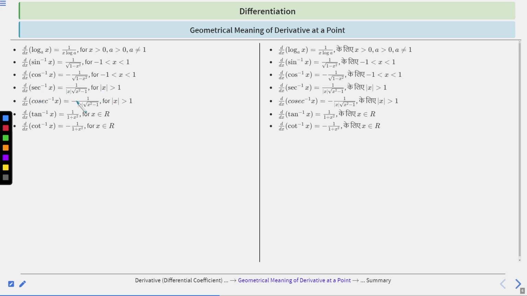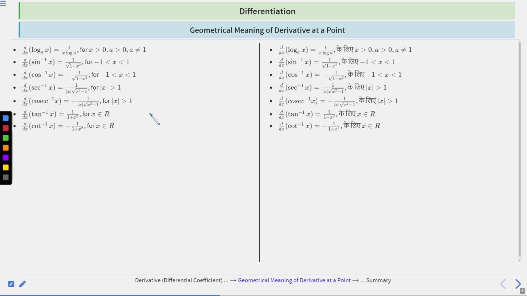Now the derivative of cos inverse x is minus of 1 by... again see, it starts with c, so it is minus. It starts with c, it is minus, right? So the derivative of cos inverse x is basically minus of 1 by mod x root over x square minus 1 for all mod x greater than 1.